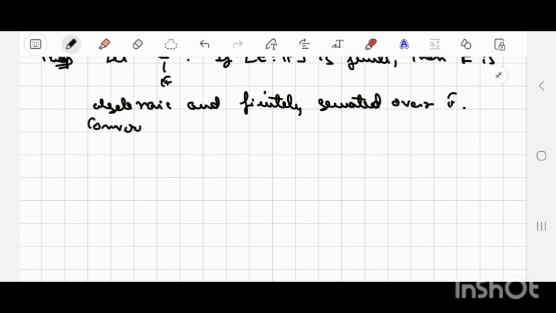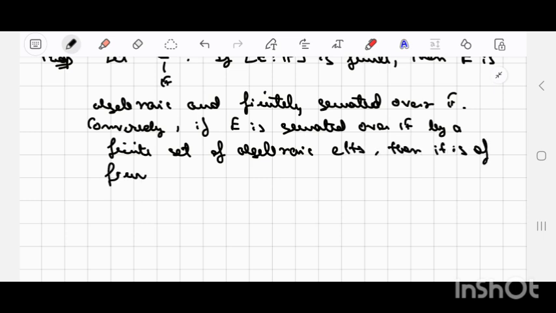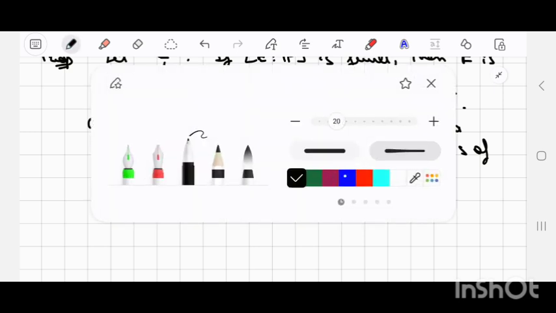Conversely, if E is generated over F by a finite set of algebraic elements, then it is of finite degree. So in the previous lecture I had said that the converse is not immediately true, but a certain type of the converse is true.